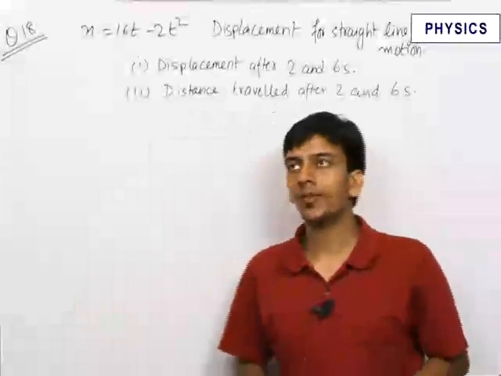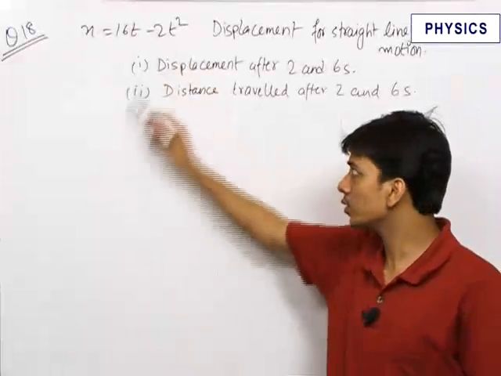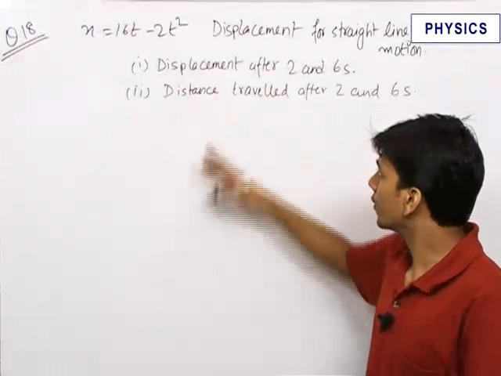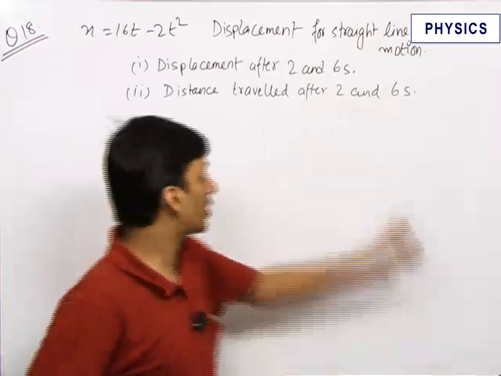For a straight line motion of a particle, the displacement of a particle as a function of time is given as x is equal to 16t minus 2t square. We need to find out the displacement of the particle after 2 and 6 seconds. So the first part is quite easy.